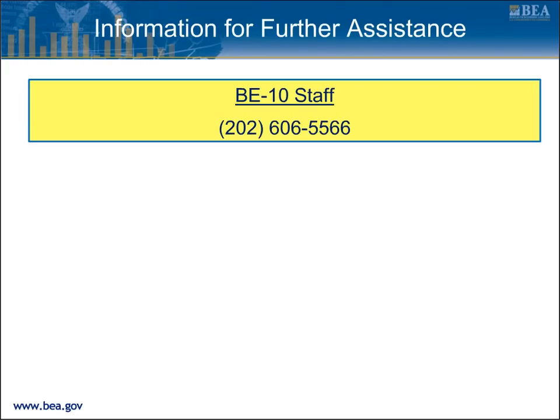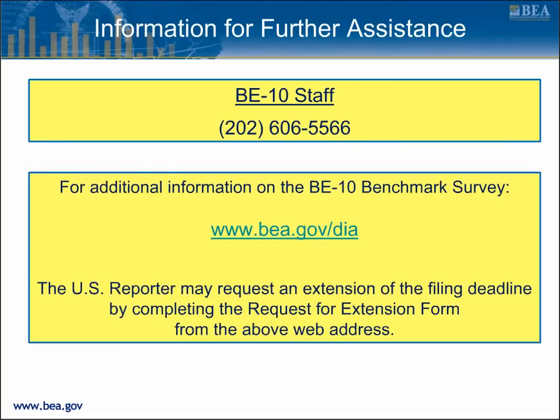If you have any questions about completing a BE-10 survey, please contact the BE-10 staff at 202-606-5566. For additional information on the BE-10 survey, including video tutorials, blank forms, instructions, and the e-file system, please go to www.bea.gov/DIA. The U.S. reporter may request an extension of the filing deadline by completing the request for extension form from the above web address.